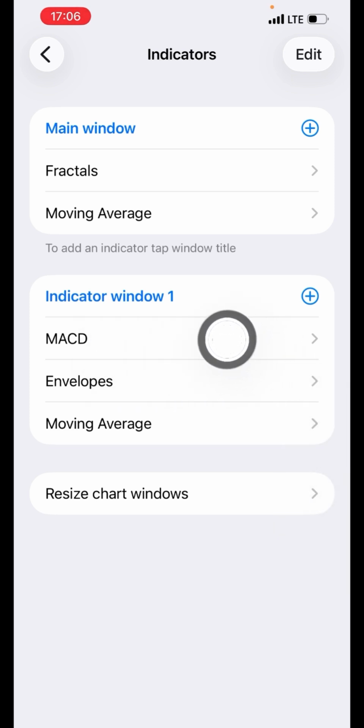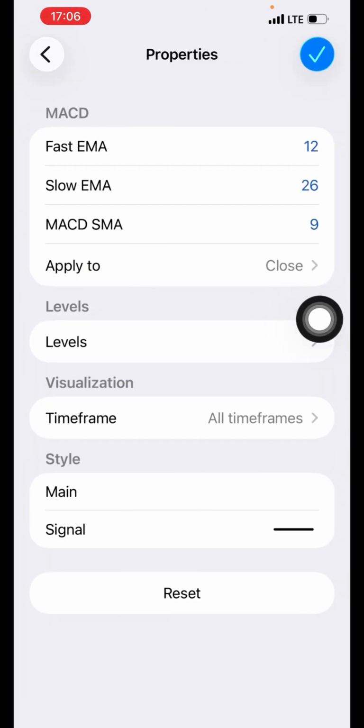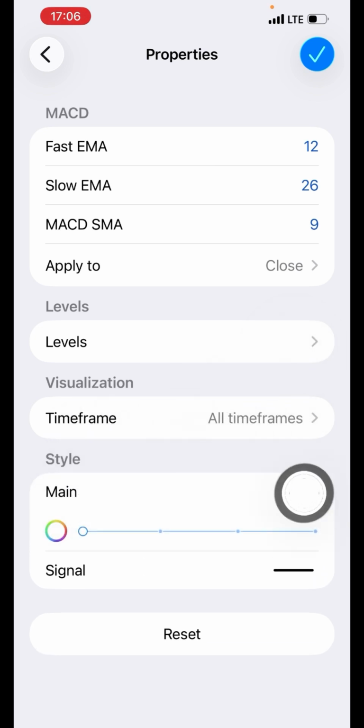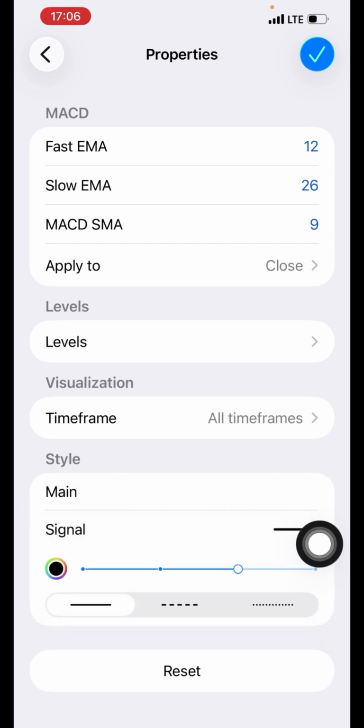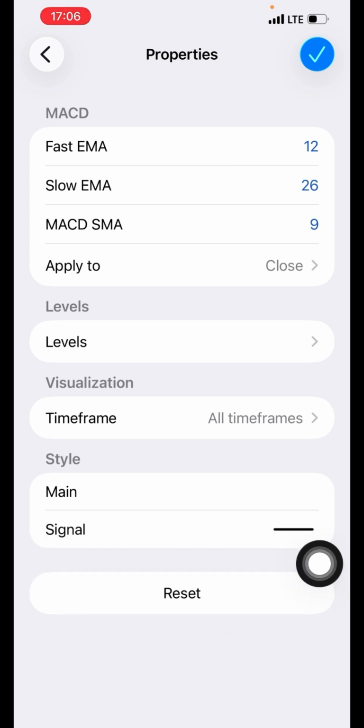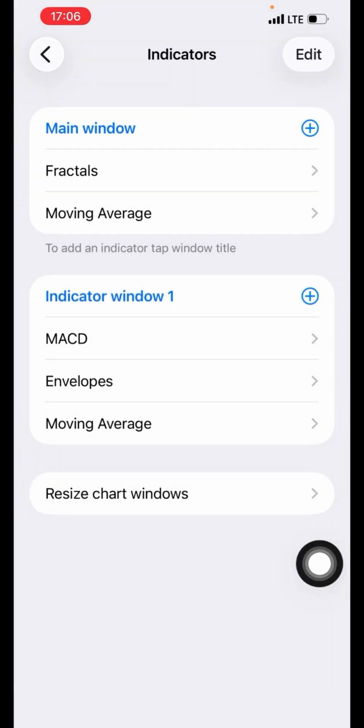Next we have the MACD indicator. For the MACD, you click on the main window plus icon and search for your MACD. These are the properties for the MACD: the fast EMA is 12, slow EMA is 26, MACD SMA is 9, apply to is close. The level, you leave as it is. Time frame is all time frames. Now for the style, you make the main the color of your background, 1 pixel. The signal, you make color black, 3 pixel. After that, you click on done.